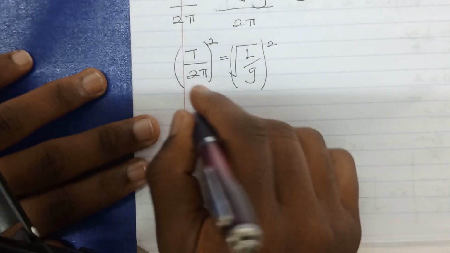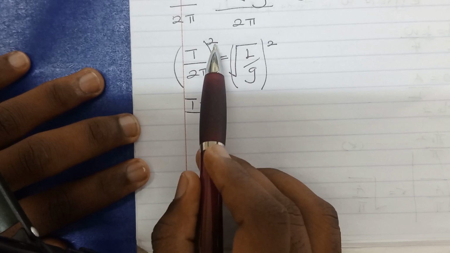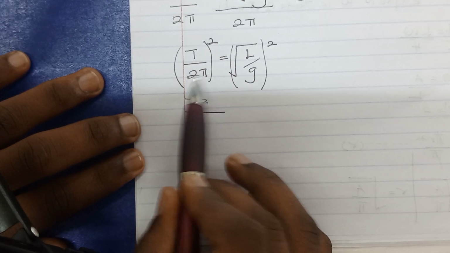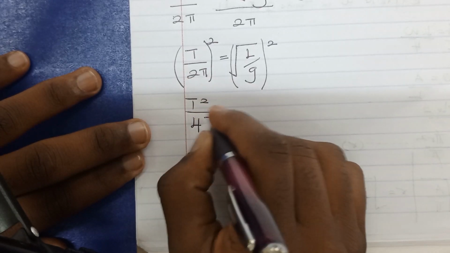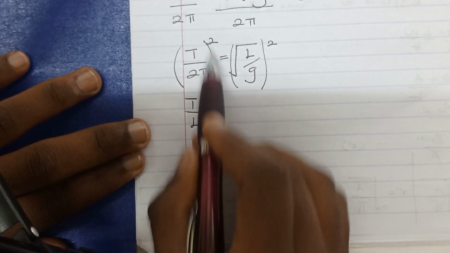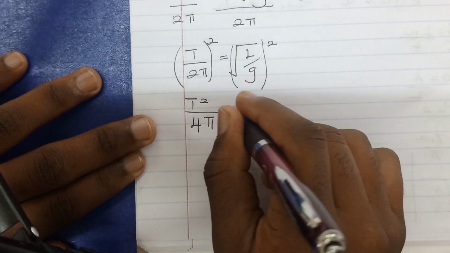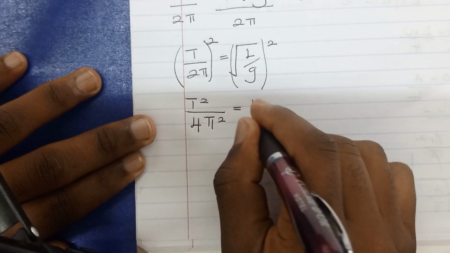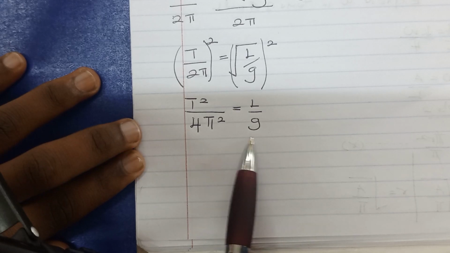So in this case, what I get is t squared over, but remember this square here is effective on these two variables here independently. So I'm going to have 4 pi squared. So this is a point of examination that an examiner is able to test you on. So it is equal to, is going to become L over G.